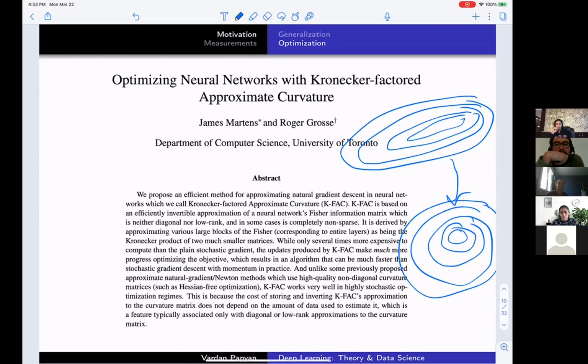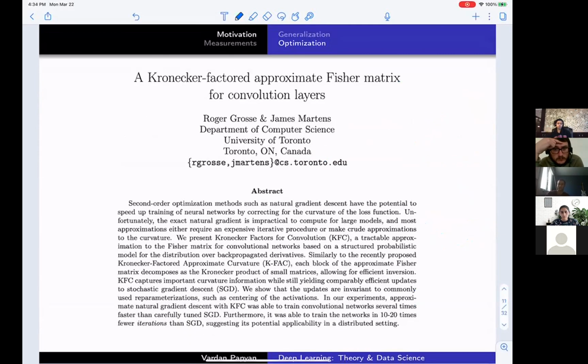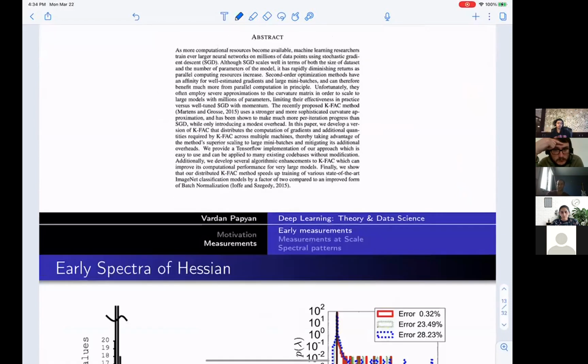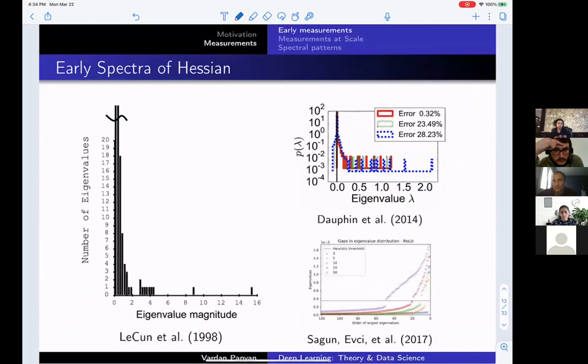So again, this paper and these slides are trying to show you that people care about the Hessian. There are several works that they did, but I won't go into detail. Okay, so this is kind of a short literature review showing you that people care about the Hessian. So what do we know about the Hessian?